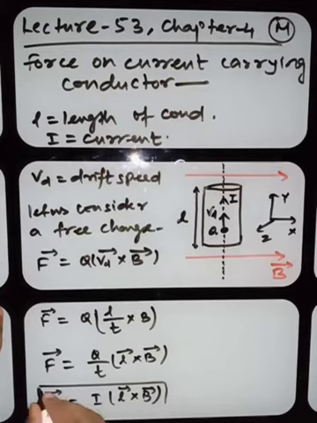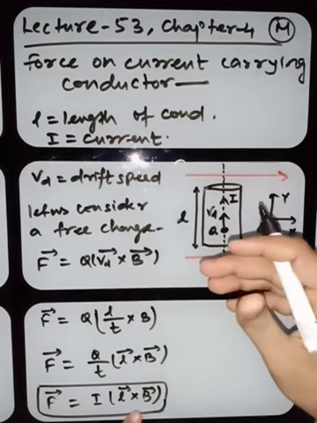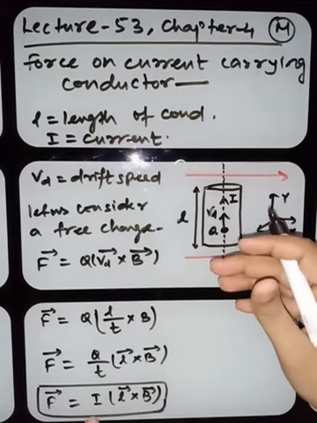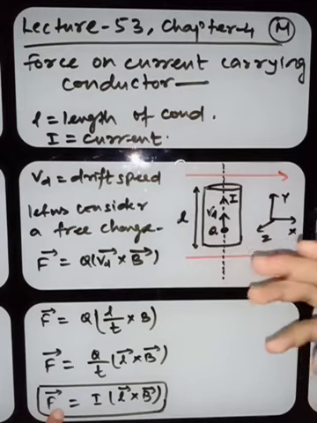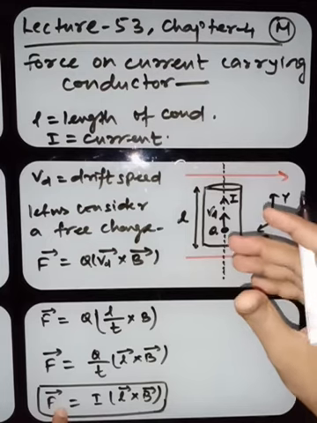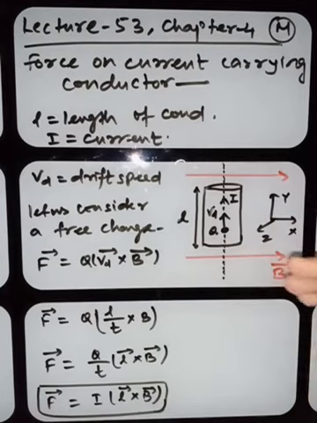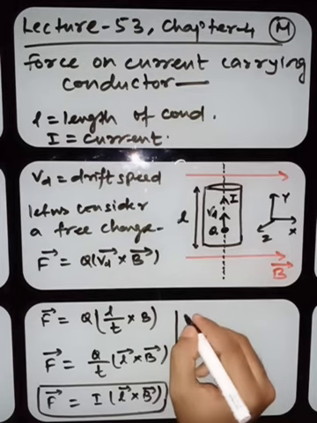So this will be your required formula that you will use. If any conductor having length L and carrying current I is placed inside a magnetic field B, then that conductor will experience a force inside that magnetic field. It is I L cross B. What magnitude can we write?